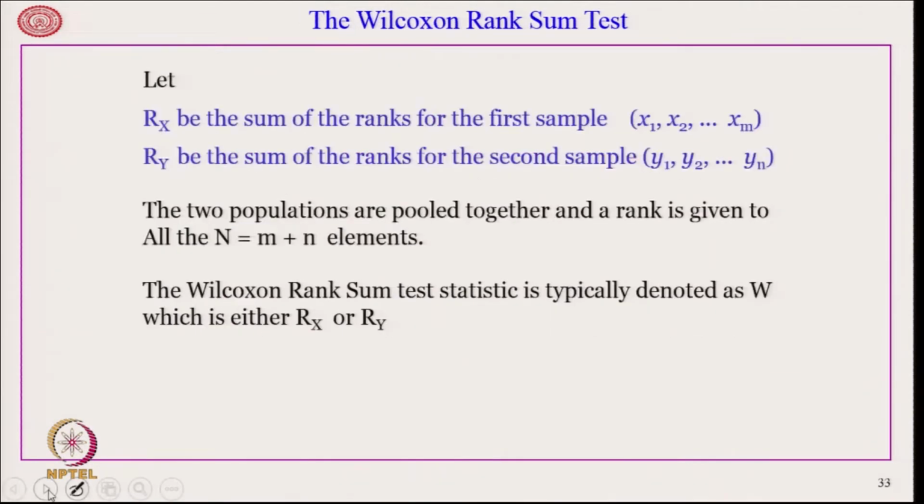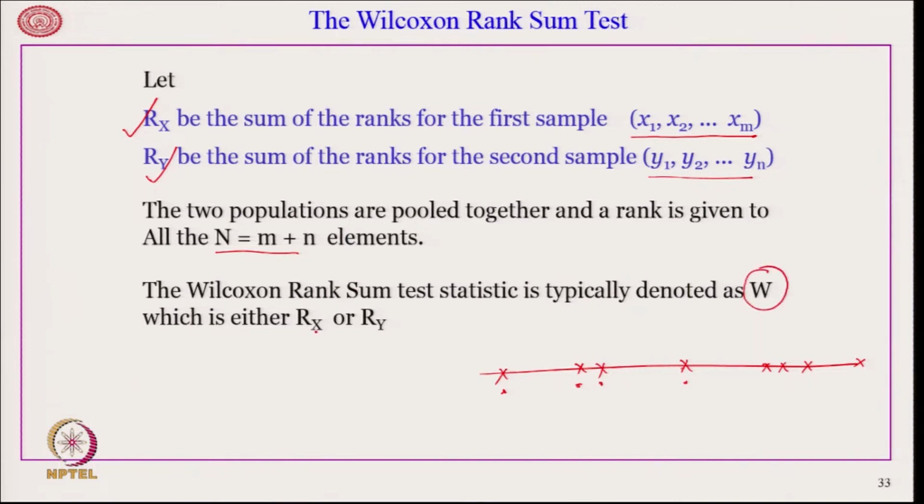So, let R_x be the sum of ranks for the x samples. That means we have m observations x1, x2, ..., xm. In the pooled array, they need not be consecutive. So, maybe these are the x observations. Therefore, their ranks are not in continuity, 1, 2, 3 like that. Therefore, we just consider the ranks of these observations and sum them up, that is going to give you R_x. In a similar way, the observations coming from the second sample, their sum is called R_y. Together they have capital N many elements, and the rank sum statistic is going to be called W, which can be R_x or R_y.